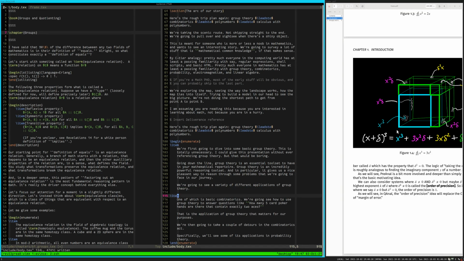Yeah, I like this. We're going to see a variety of different applications of group theory, one of which is basic combinatorics. We're going to see how to use group theory to answer questions like, how many 5-card poker hands are there that contain exactly 2 aces? This is the application of group theory that matters for our purposes.